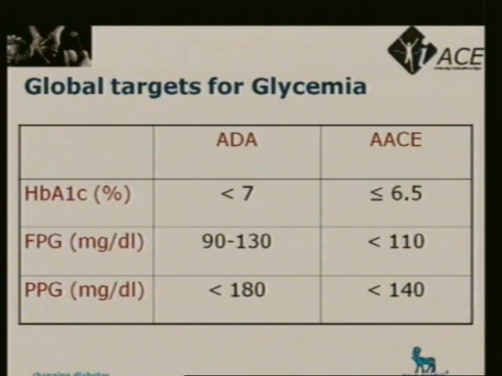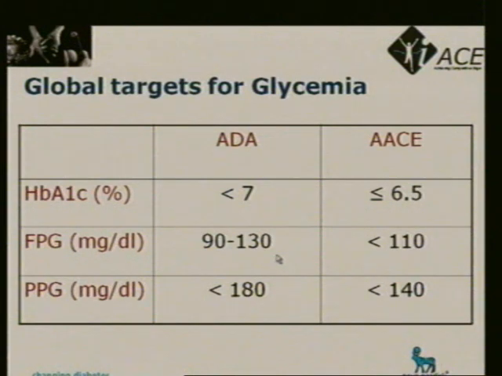As we are well aware, the ADA, the American Diabetes Association, and the American Association of Clinical Endocrinologists have set targets for blood glucose control. HbA1c, or glycosylated hemoglobin, less than 7% as far as the ADA is concerned, and less than 6.5% as far as the ACE is concerned, is a target for chronic blood glucose control. Fasting blood glucose levels of 90 to 130, and now it is suggested that levels of fasting glucose less than 110 are ideal for most patients with diabetes.